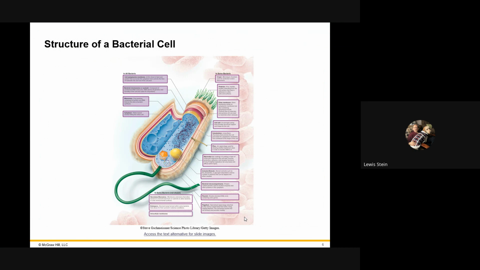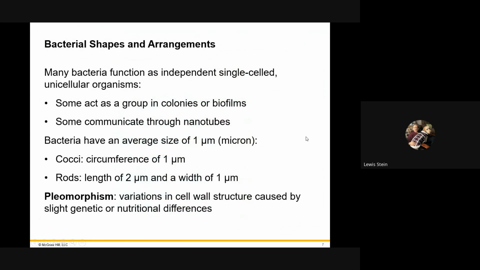Pili are not pictured here. Flagella are long, fimbriae are short. Pili, and sometimes people call fimbriae pili, have a pretty unique role having to do with genetic material being transferred, really important in our genetics unit. Less so in here, but we'll talk about it. You can read through that, but I'm going to go over nearly all of this stuff. Independent, unicellular organisms. They do a lot of good and bad when they colonize.